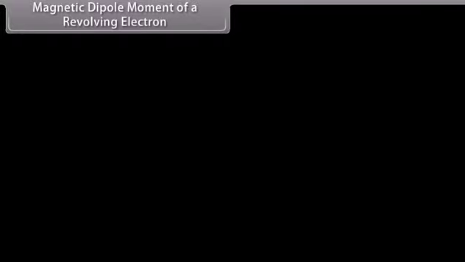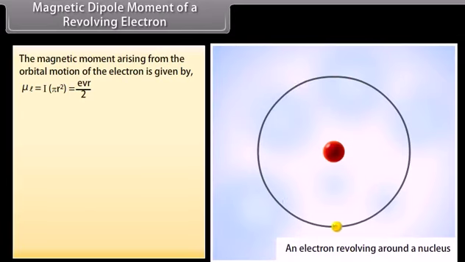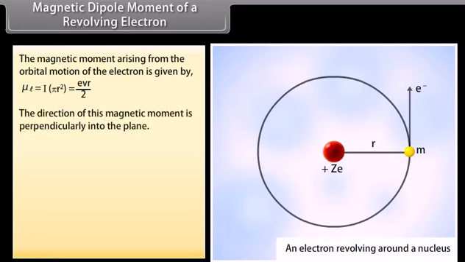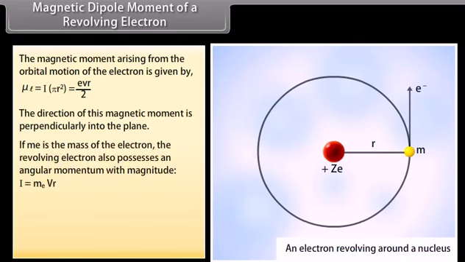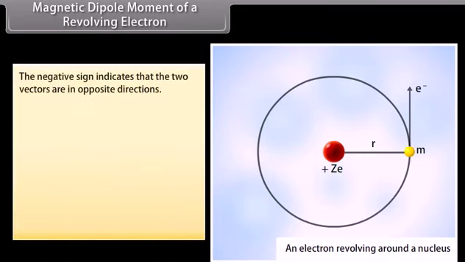Magnetic dipole moment of a revolving electron. The magnetic moment arising from the orbital motion of the electron is given by e v r by 2. The direction of this magnetic moment is perpendicularly into the plane. If m_e is the mass of the electron, the revolving electron also possesses an angular momentum with magnitude l is equal to m_e v r. From the above two equations, we get the result mu_l is equal to minus e upon 2 m_e multiplied by L. The negative sign indicates that the two vectors are in opposite directions.